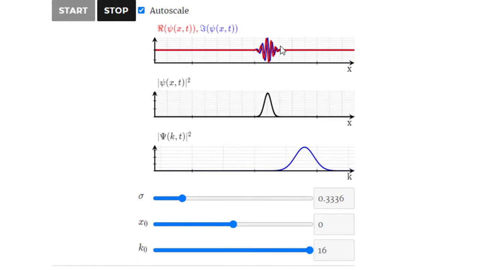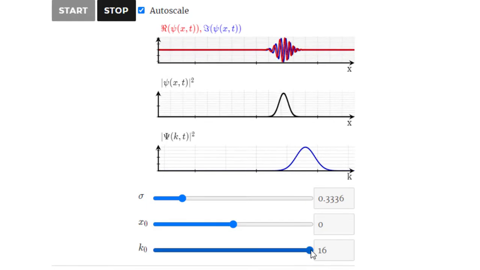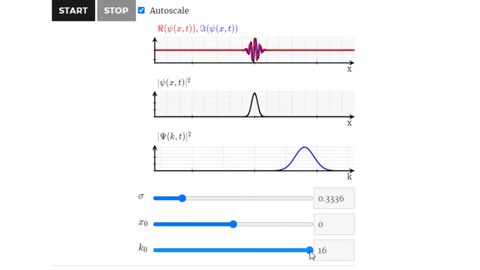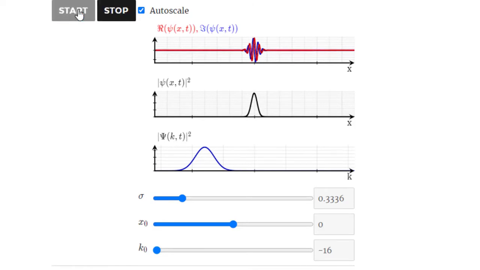So now you see that our wave function is traveling, our wave packet is traveling in space. That's because it's got a net momentum. Now if I change that net momentum, we'll stop the simulation, and if we make it minus 16, then hopefully you realize that it's now going to move in the opposite direction. Let's just check that, and indeed it does.